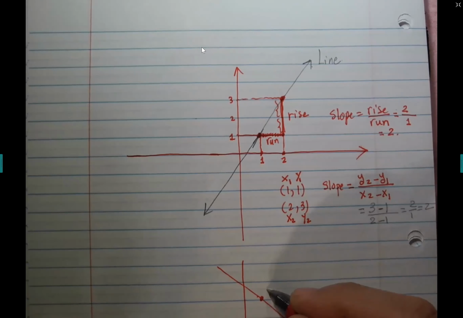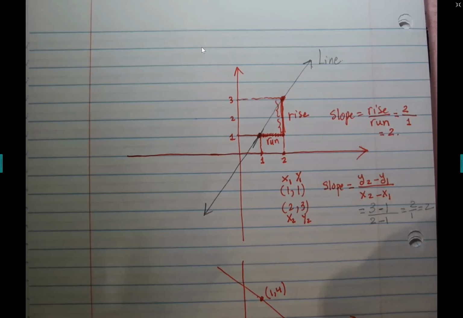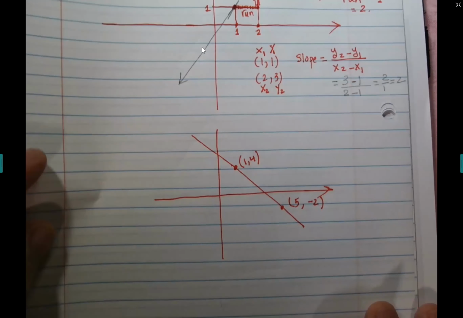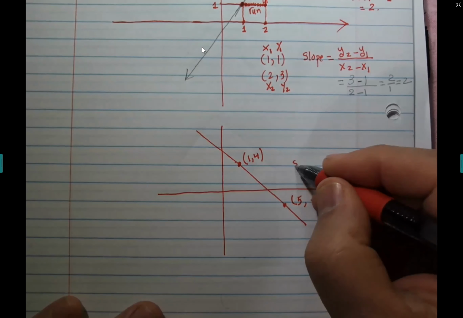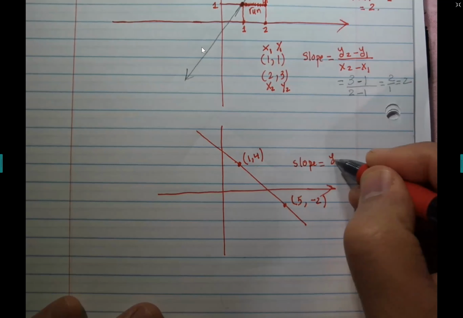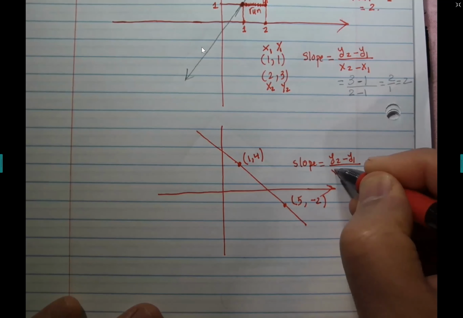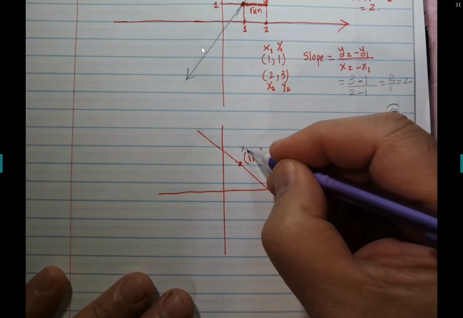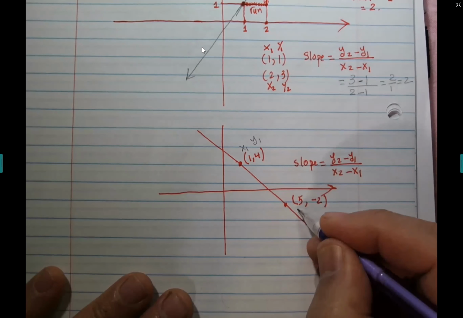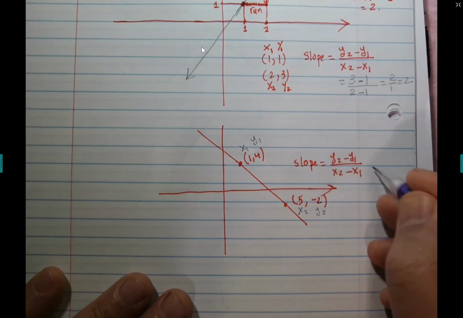Give you 2 points. Let's just give you, for example, (1, 4) and (5, -2). Find the slope. Look what you do, guys. You write the slope equals y2 minus y1 divided by x2 minus x1. And let's decide which one is x1, y1. It's up to you. Let's call this one x1, y1 and this is x2, y2. Okay, let's fill in the formula.